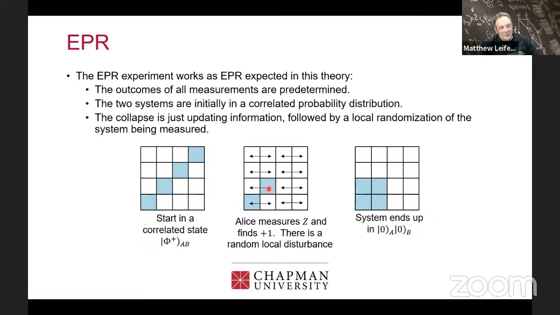Then there will be a random disturbance. This is a local random disturbance, which is just swapping Alice's ontic states. So this will get mapped into this, and the system will end up in the 0, 0 state. Then when Bob subsequently measures in the Z, he will find the outcome +1 as well. And the same thing would happen if she measured in the X basis. It's just that she would be learning whether it is these two columns versus these two columns instead of the two next to each other.